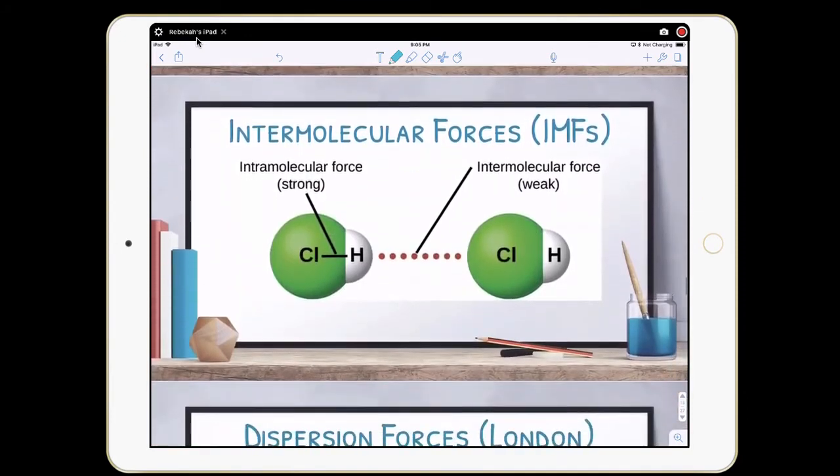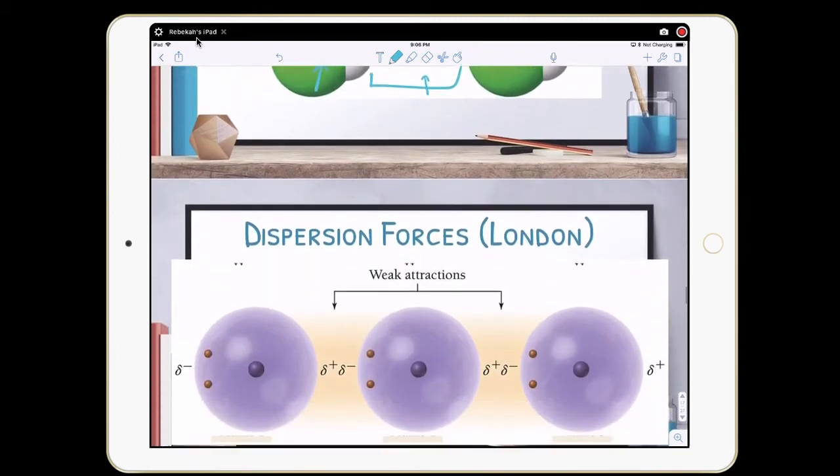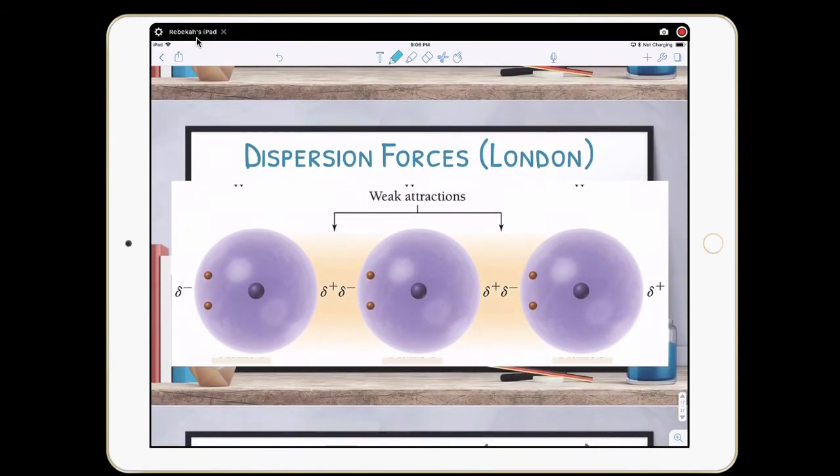Alright, now we're going to talk about these intermolecular forces, these IMFs. There are 3 different intermolecular forces that we need to know. We're going to discuss them. Just a really quick recap. Intramolecular forces are bonds and ionic interactions. Intermolecular forces are between molecules. We have not talked about this yet. This is new. This is old. This is new.